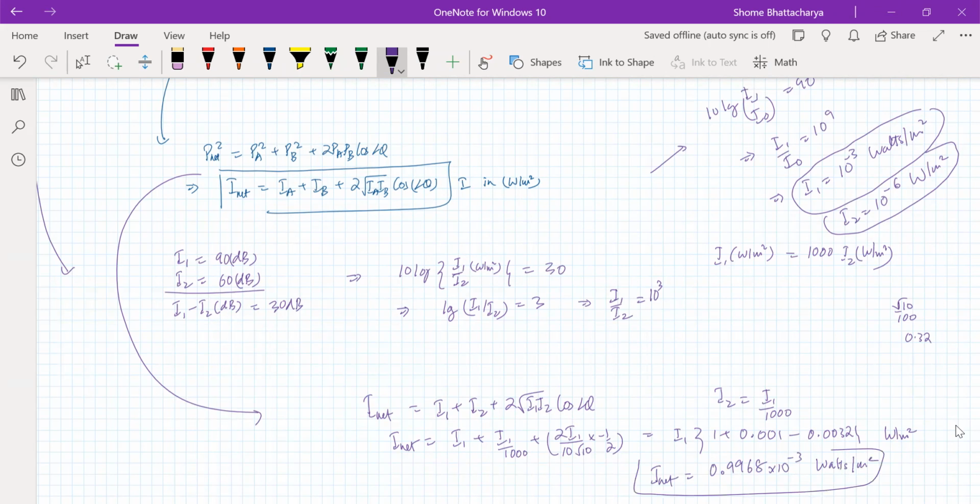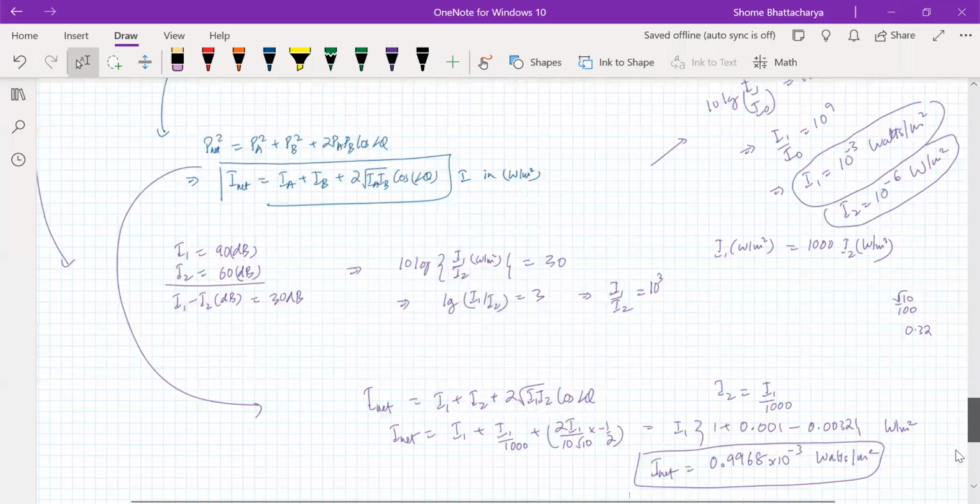Like this. Okay, so this is how to do the calculations in decibels or using the decibel scale and intensity.